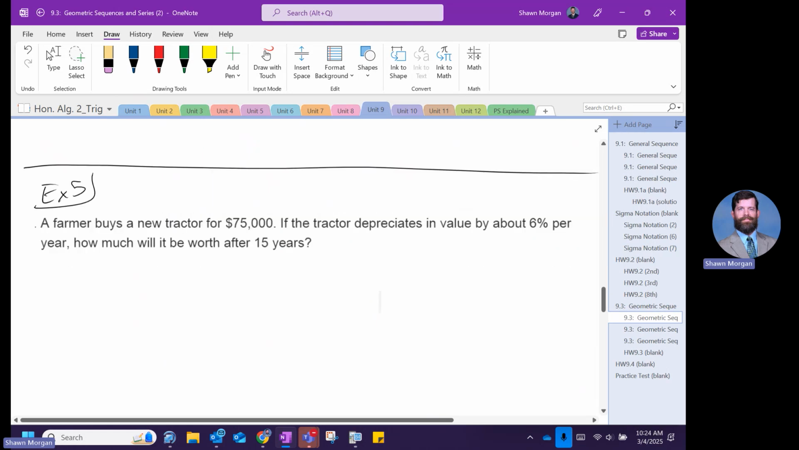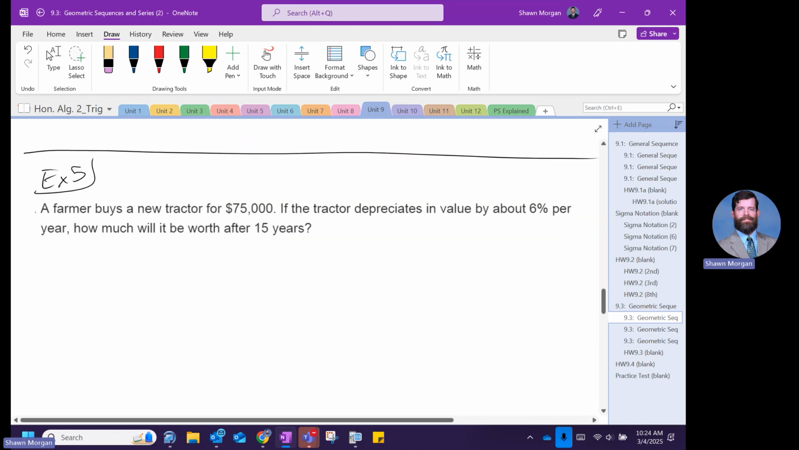All right, so good. There we go. Example 4. Farmer buys new tractor, depreciates by 6%. So what do you think your base should be? 0.06. 0.954. How about 0.94? That's what I suspect.